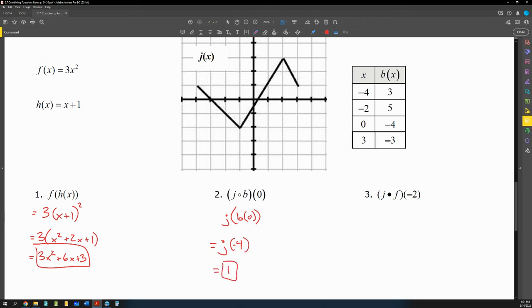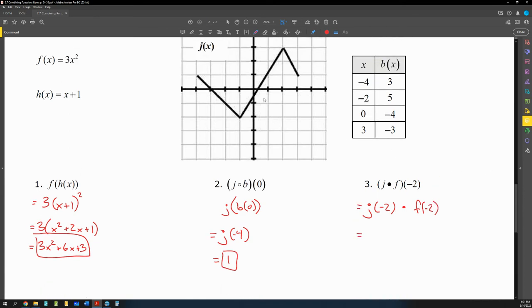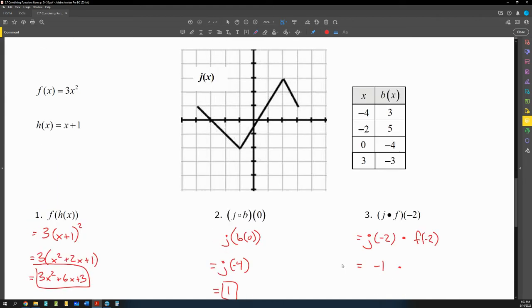Now we have number 3, j times f of negative 2. So we're going to take j of negative 2, and we're going to multiply it by f of negative 2. So j of negative 2 is equal to, well, looking at the graph, negative 1. And then times f of negative 2.